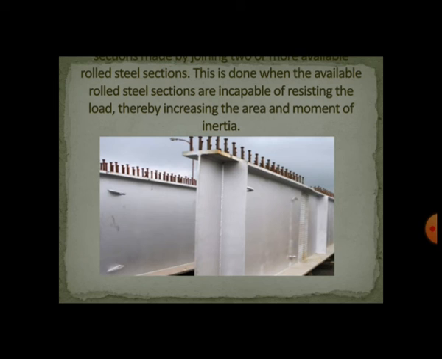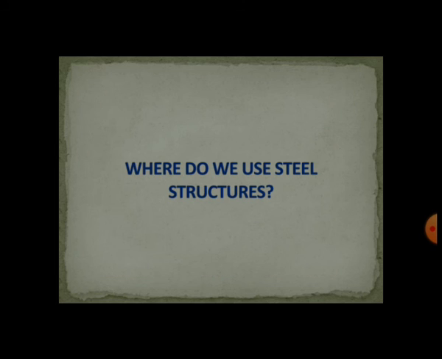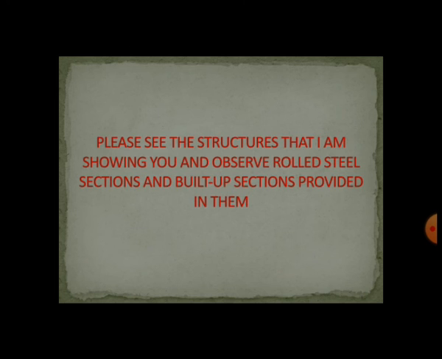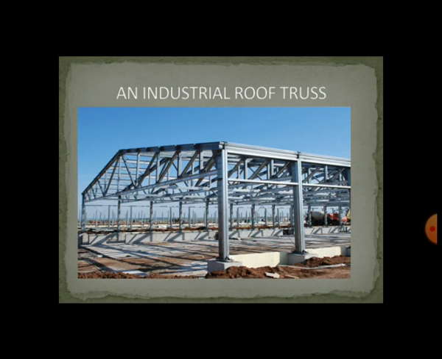So here you can see built up section. This is called a plate girder, welded plate girder made by joining flange plates and web plate, and here they have used some stiffeners in the form of plates. Where do we use these steel structures? So I am showing you some steel structures. Just please see those steel structures and observe some rolled steel sections and built up sections in those steel structures.